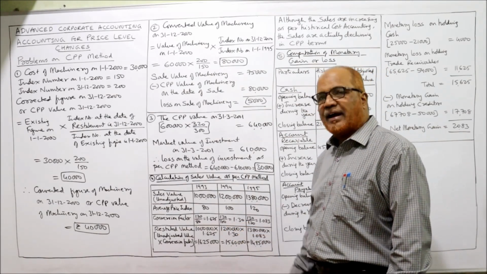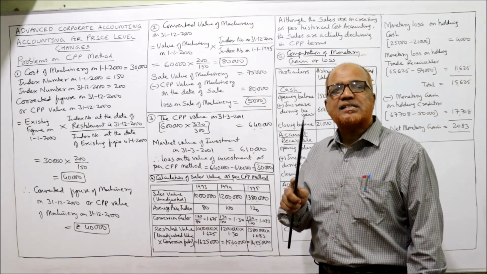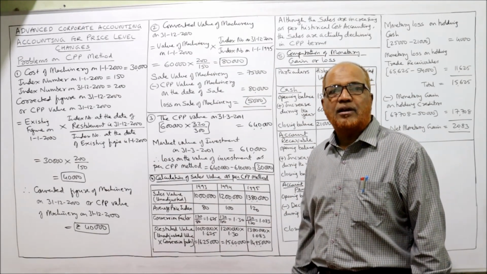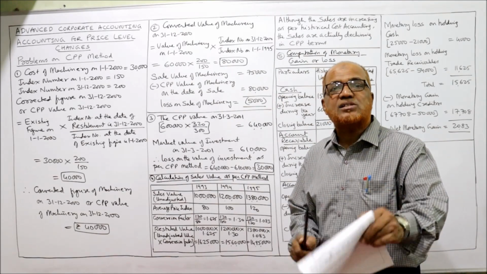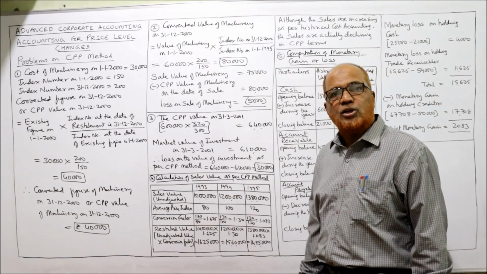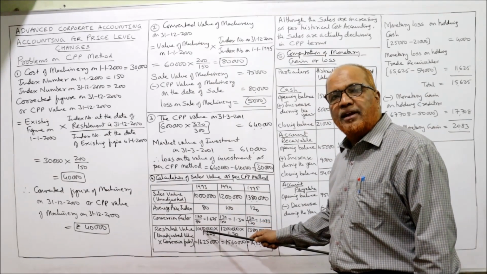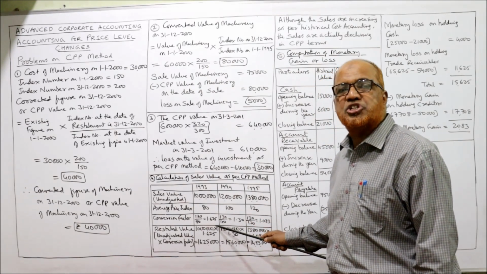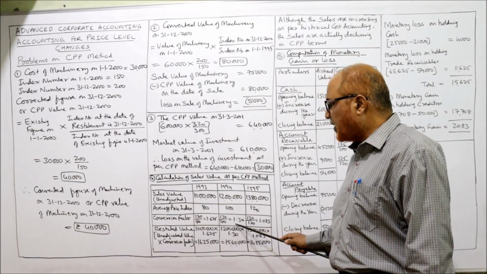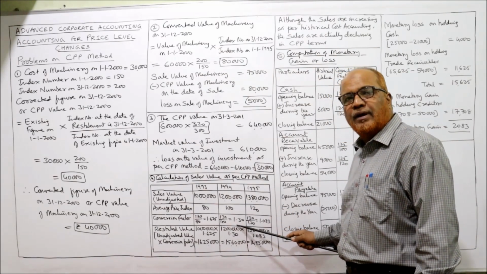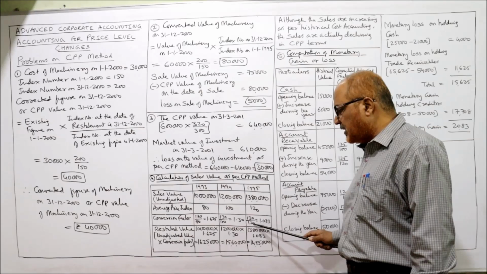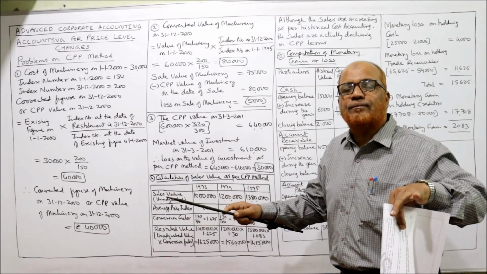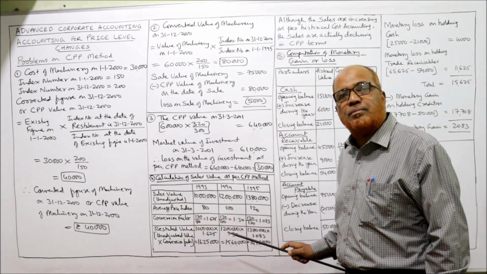These are the index numbers given for 93, 94, 95. Now the conversion factor means the index number at the end of 1995 divided by the index number of the year of sale. At the end of 1995, what is the index? 130. So the numerator will be 130. Denominator, what is the index in 1993? 80. So 130 by 80, 1.625. This is called the conversion factor. For 94, 130 divided by 100, 1.3. For 1995, 130 divided by 120. 120 is the average index of 1995, and the end of 1995 index number is 130.